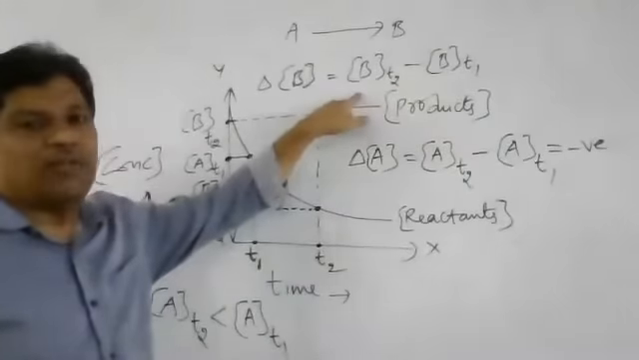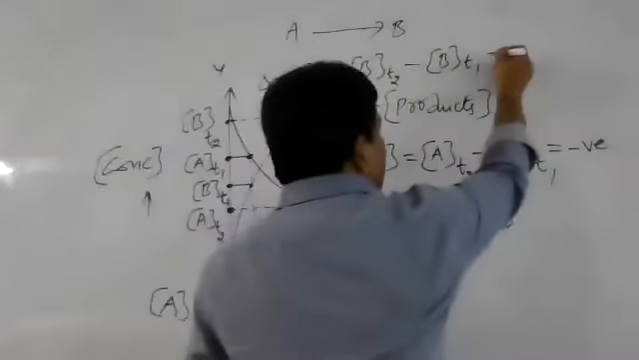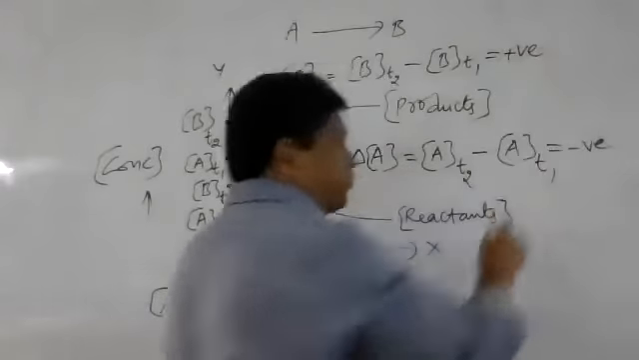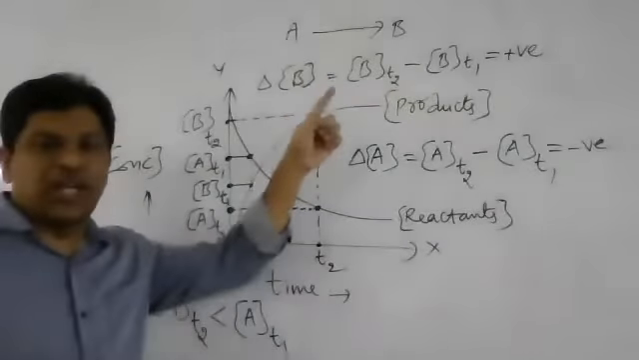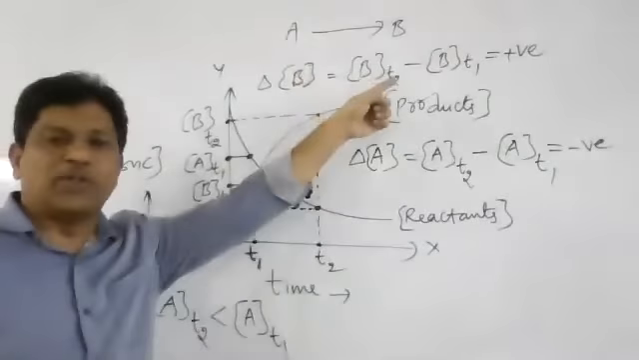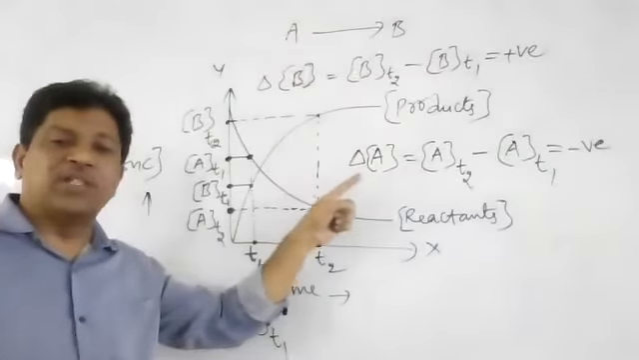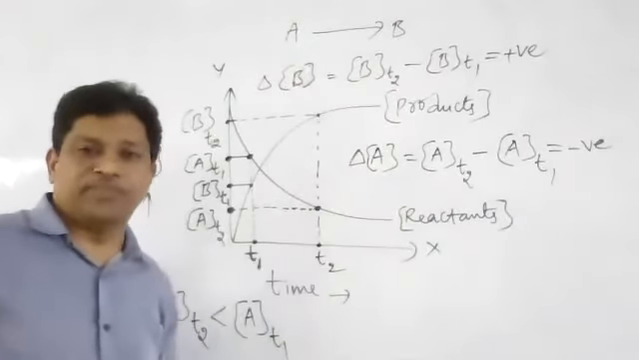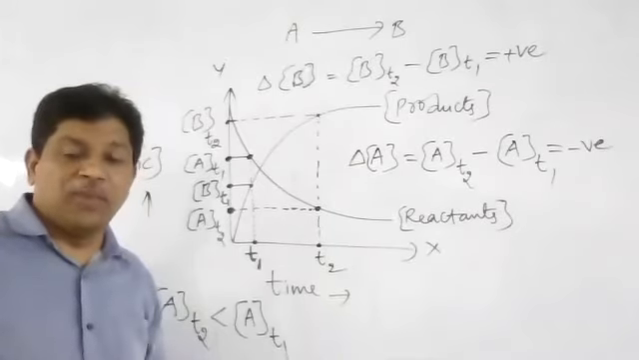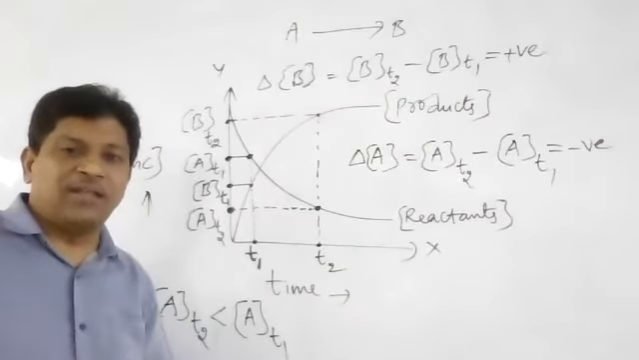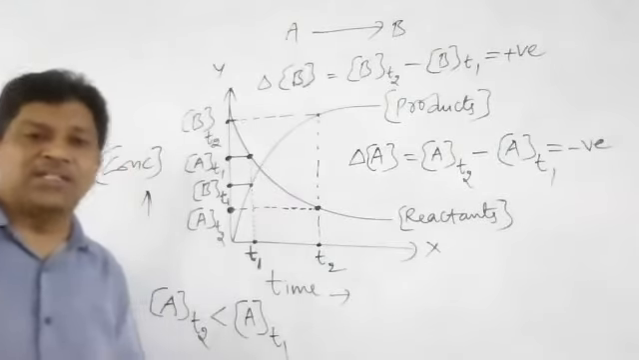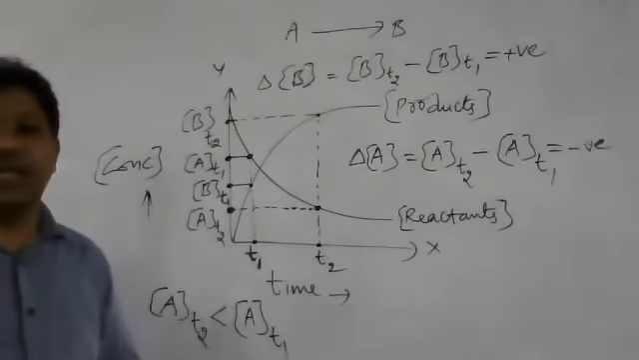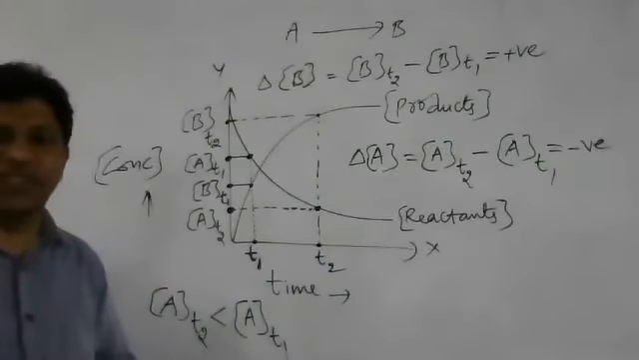Is this concentration change positive or negative? It is a positive value. The change of concentration of a product will always be positive. The change of concentration of a reactant is always negative. Is that clear? But can the rate of reaction ever be negative? No. The rate of a chemical reaction is always positive.